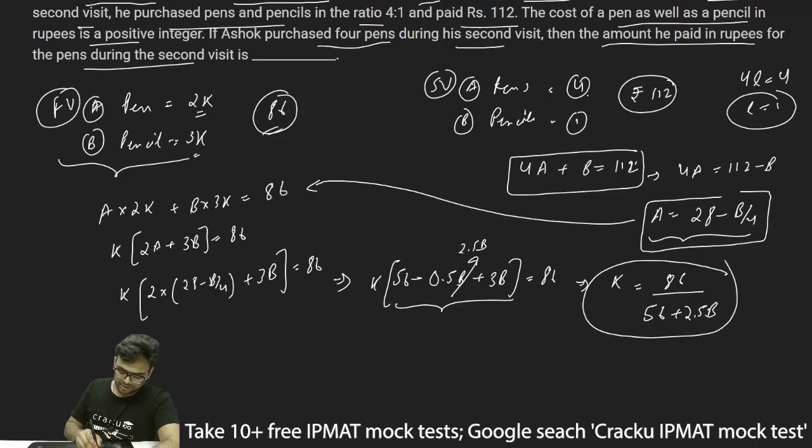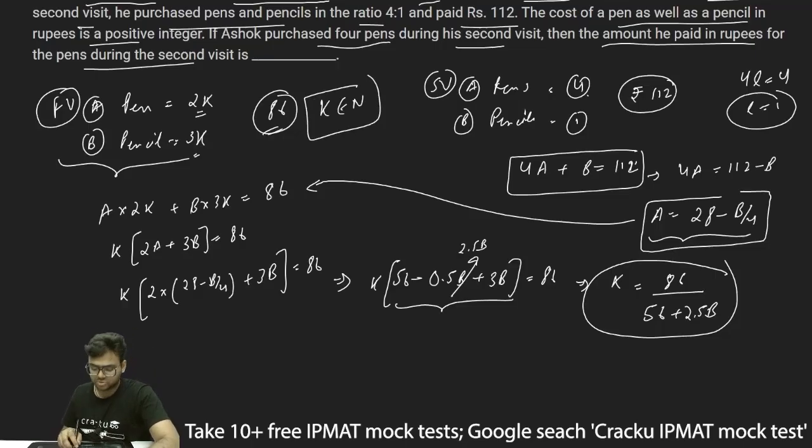Now we have assumed the number of pens and pencils as 2k and 3k, and k should be a natural number. It should be 1, 2, 3, 4, 5, 6, 7. So I need the value of k to be some natural number.